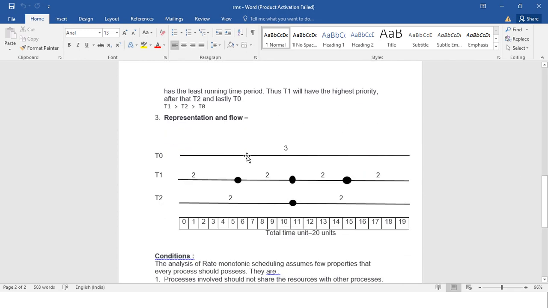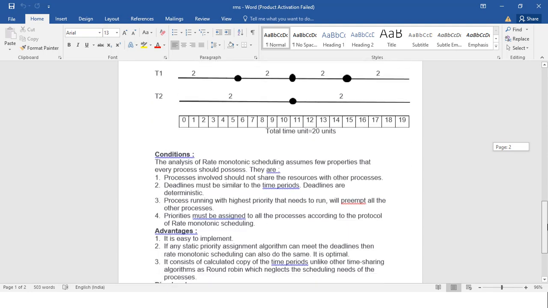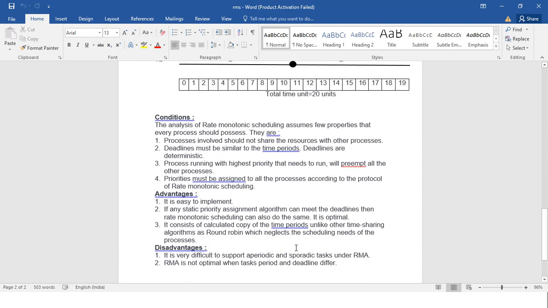And in the 20 units, T0 has to execute 3 units. In the 5 units, T1 has to execute 2 units, and in the 10 units, T2 has to execute 2 units. These units have come from the given data, from this row, from this column. So the advantage of this is it is easy to implement, and the disadvantage may be considered that when new tasks are added, then the deadlines differ, and we have to change our algorithm techniques.